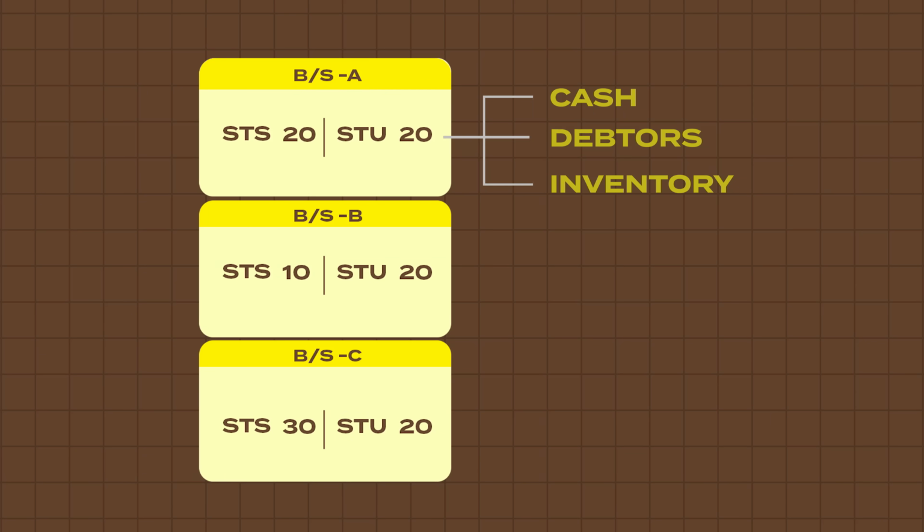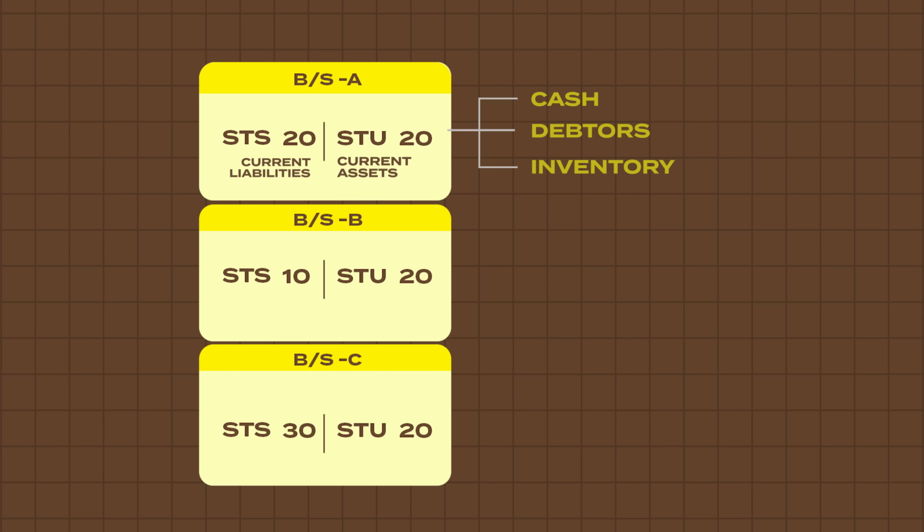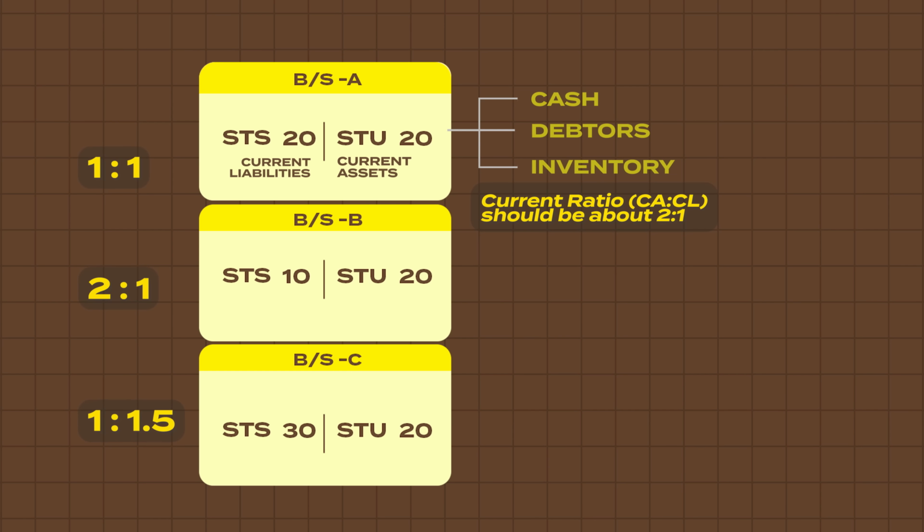And that brings me to a key accounting ratio. Those short-term uses on the right-hand side are called current assets. The short-term sources on the left-hand side are called current liabilities. And the ratio between current assets and current liabilities is called the current ratio. And the norm is healthy organizations will try and maintain a current ratio of about 2:1. Problem is A has a current ratio of 1:1. B has a current ratio of 2:1. C, of course, has a current ratio of 1 to 1.5.